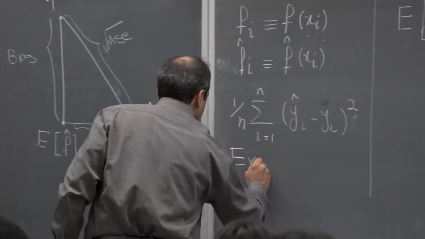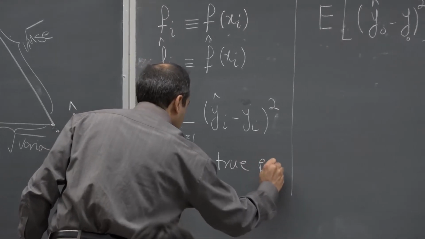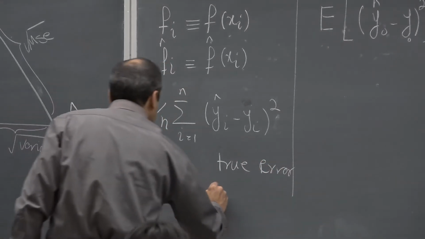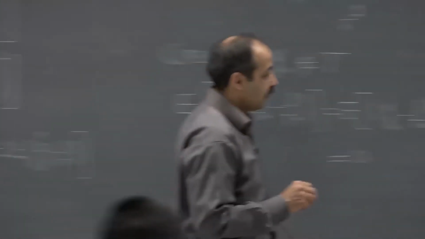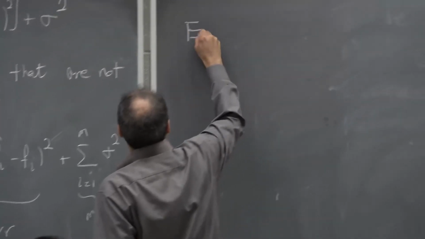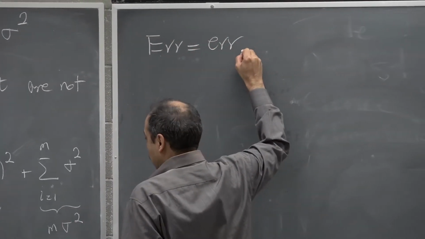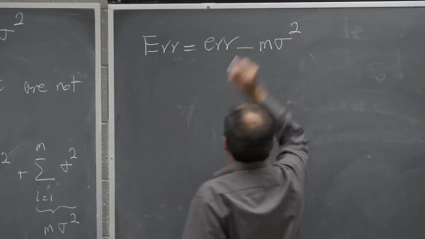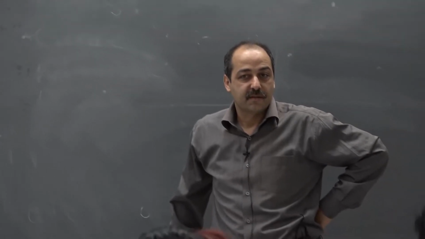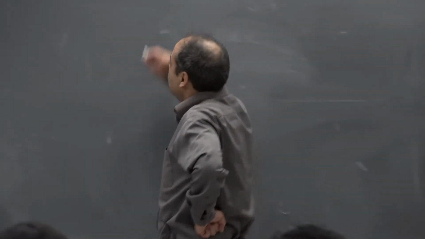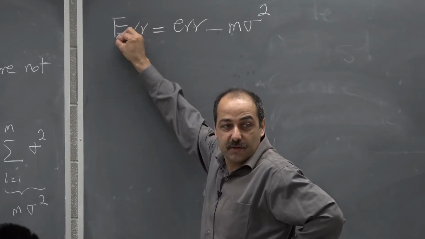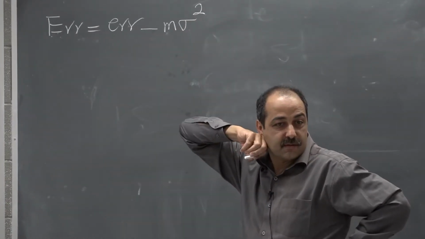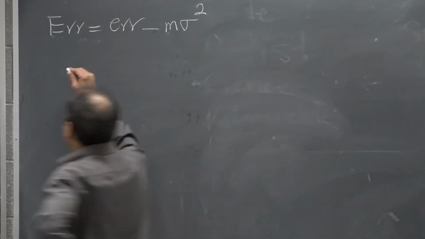So here we had our notations. Let me add these two. This is my true error, and this is my empirical error. So this basically tells me that the true error is the empirical error minus m sigma squared, which is a constant. Okay? So in other words, the empirical error is a good estimate of the true error up to a constant. In this case.